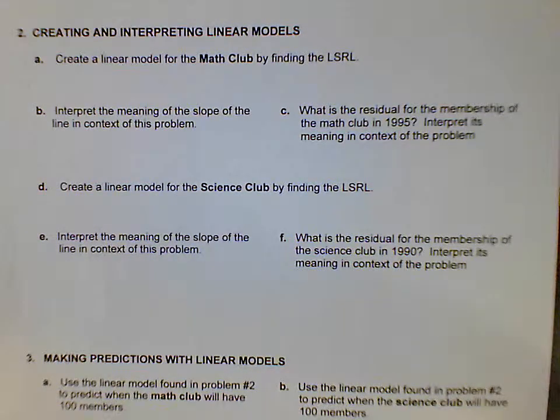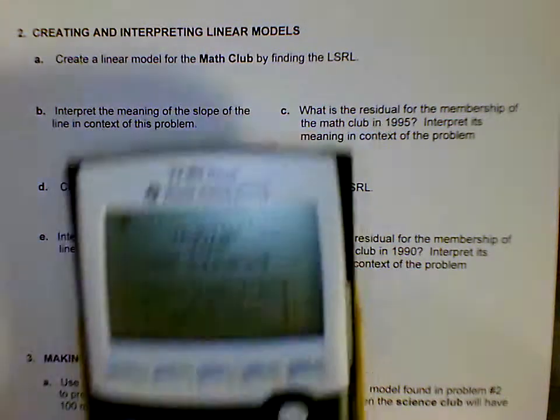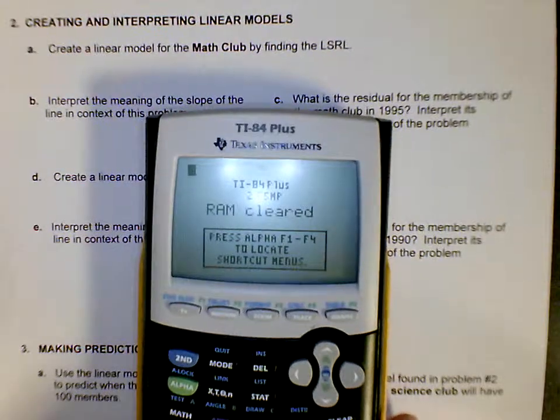So we are going to jump right into it. So you guys, this is the first time you're using the calculators today. So let's start from step 1 and let's go from there. Step 1 is resetting your calculator. So go ahead and press second plus 7 1 2, and your calculator should say RAM cleared.